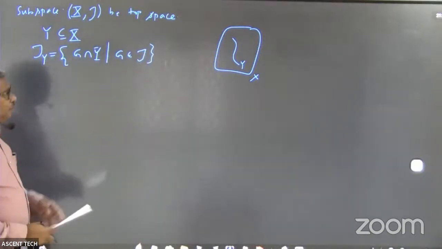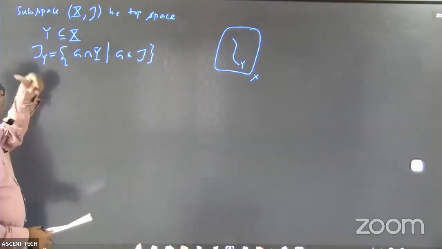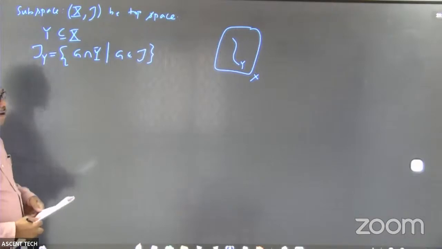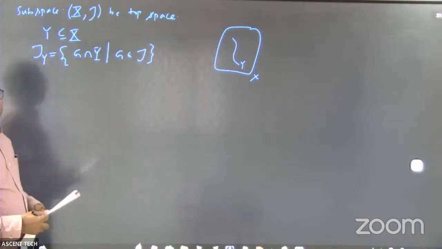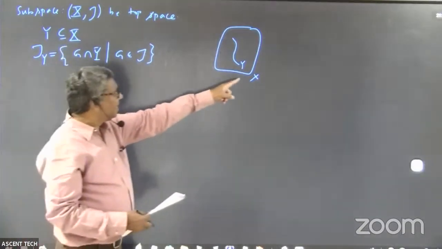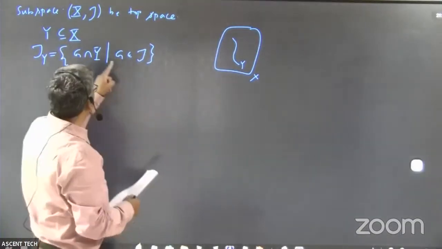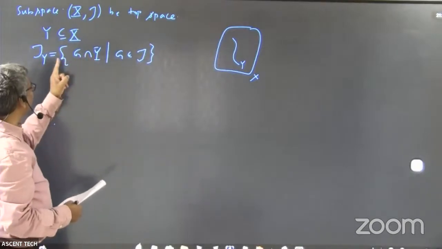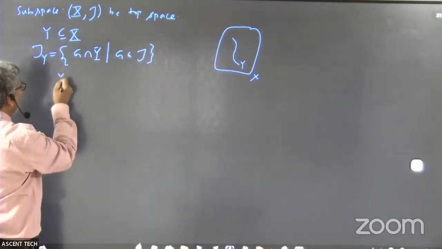It is very easy to see that this T_Y is a topology on Y. Very easy to prove. Because the whole space X is also an open set, if I intersect that open set with Y, I get Y. So clearly Y is in T_Y.